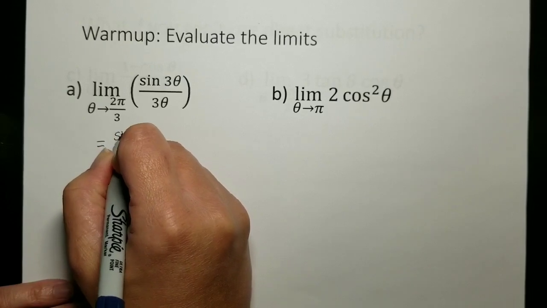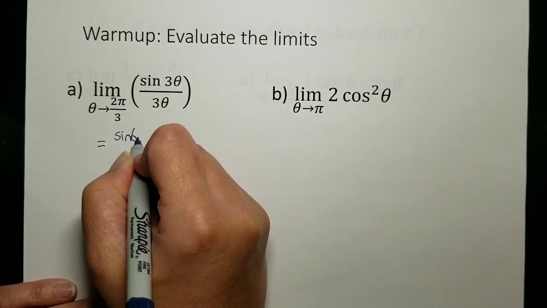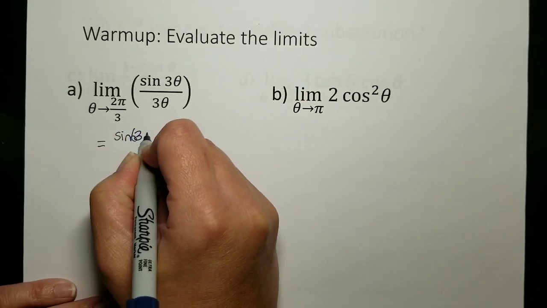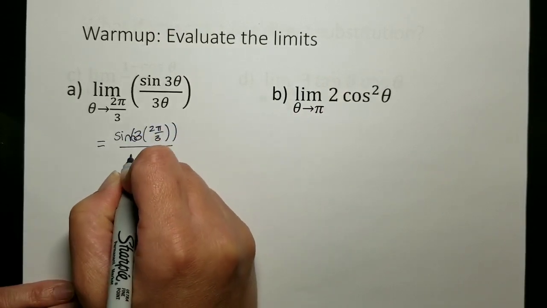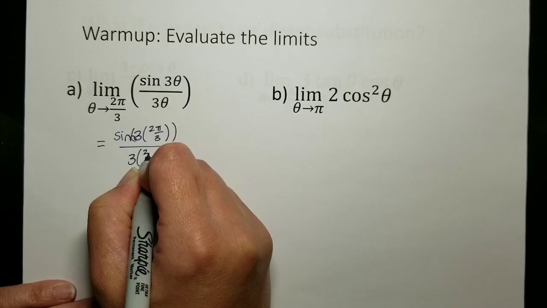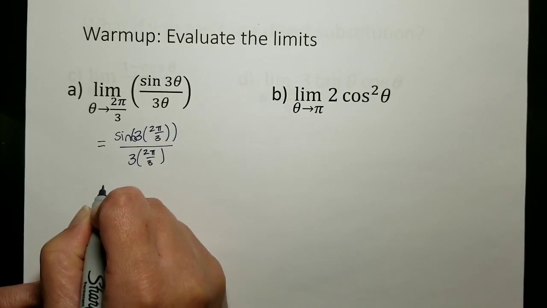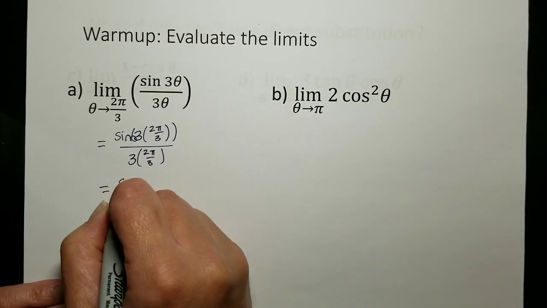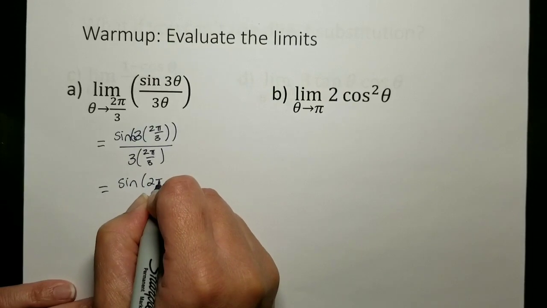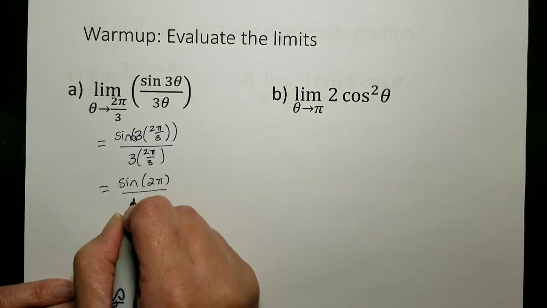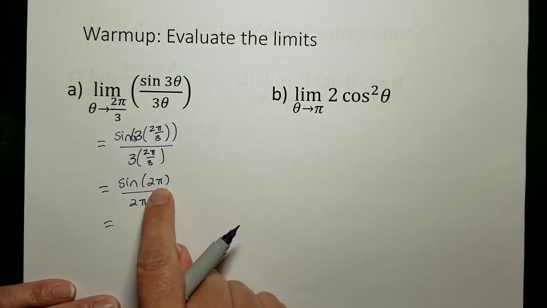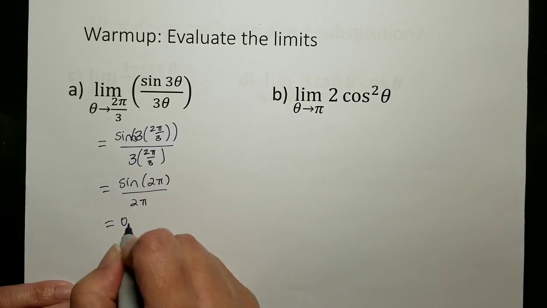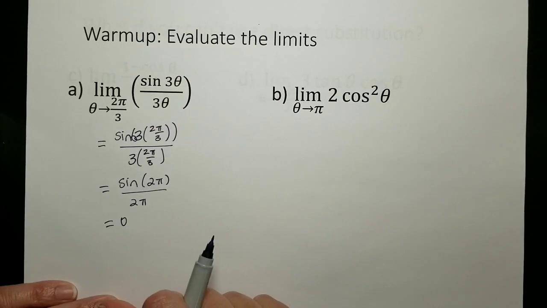So I'm just going to say this is the sine of 3 times 2 pi over 3, over 3 times 2 pi over 3. So then this is going to be sine of 2 pi over 2 pi, and we know that the sine of 2 pi is 0, so 0 over 2 pi would just be 0.